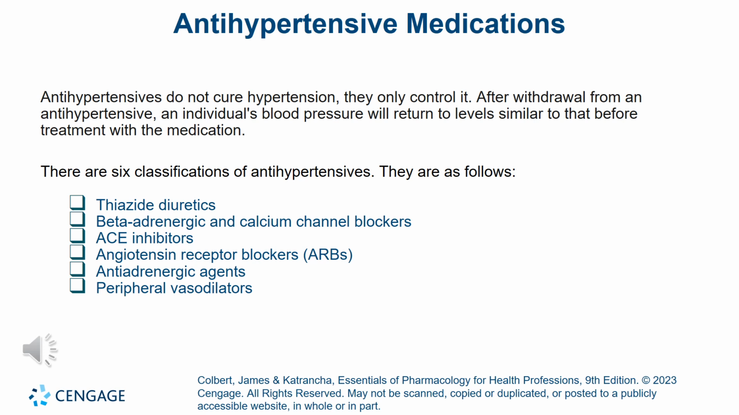There are 6 classifications of antihypertensives. They are thiazide diuretics, beta-adrenergic and calcium channel blockers, ACE inhibitors, angiotensin receptor blockers, or ARBs, anti-adrenergic agents, and peripheral vasodilators.